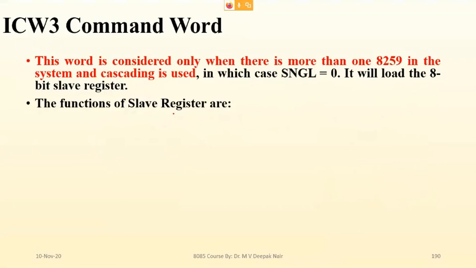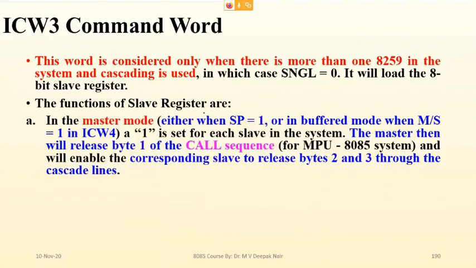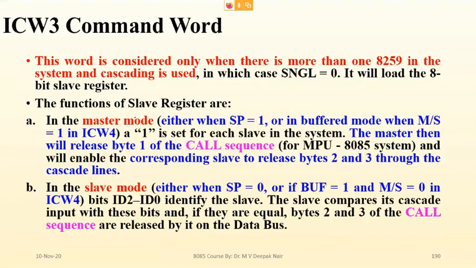Now, the function of the slave register. Like I said, there are two levels in which the 8259 can be connected. Either the 8259 can be connected as a master, or as a slave. So the 8259 can either work in master mode or in slave mode. Those which are the slaves will be working in slave mode. The one which is directly connected to 8085 will be working in master mode.